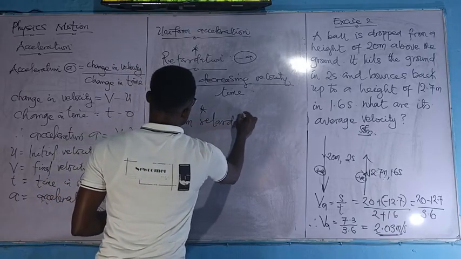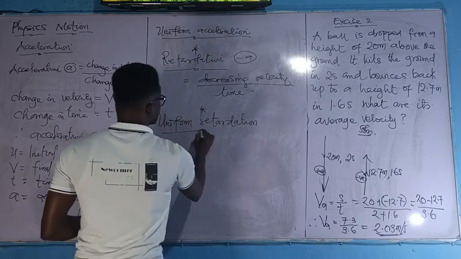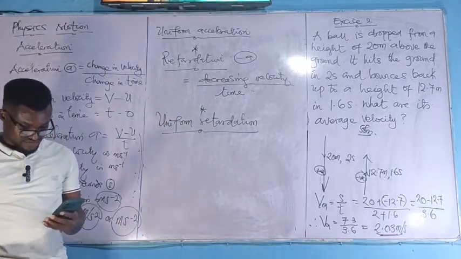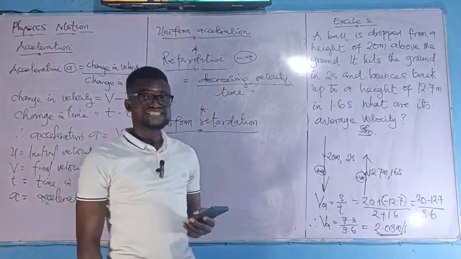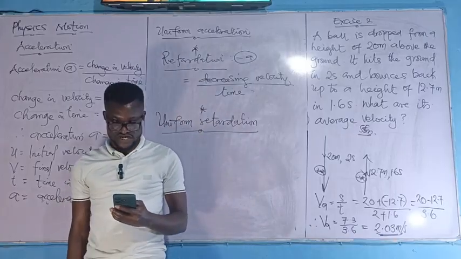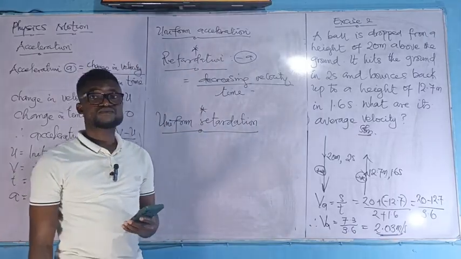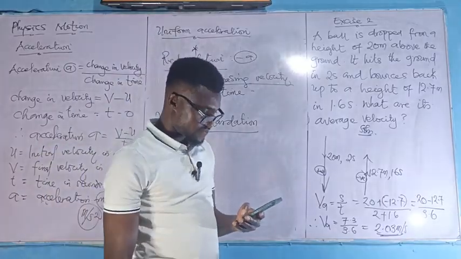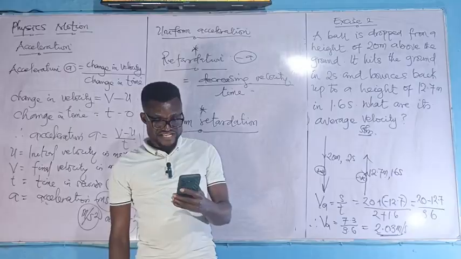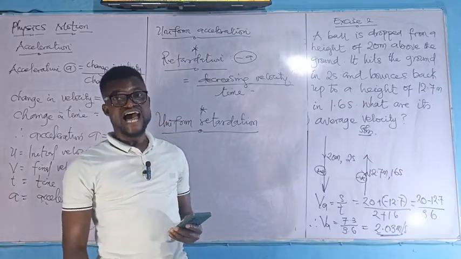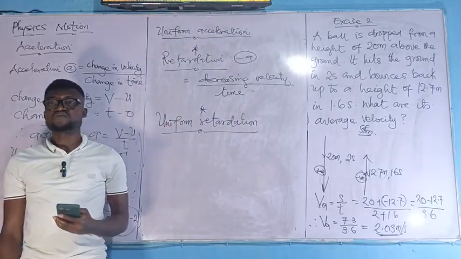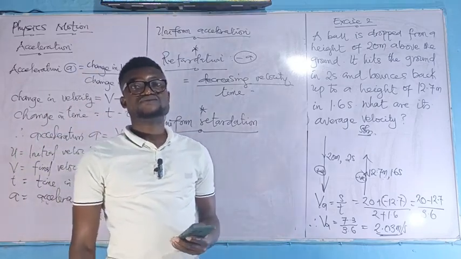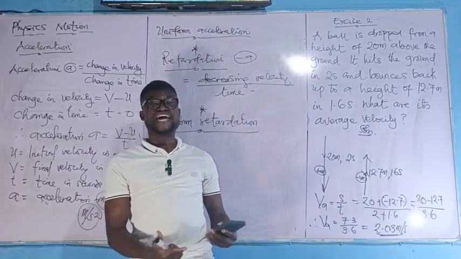Uniform retardation. So what's the meaning of uniform retardation? Now write. Uniform retardation is a type of retardation in which the rate of decreasing of velocity with time does not change, or simply said, it remains constant.